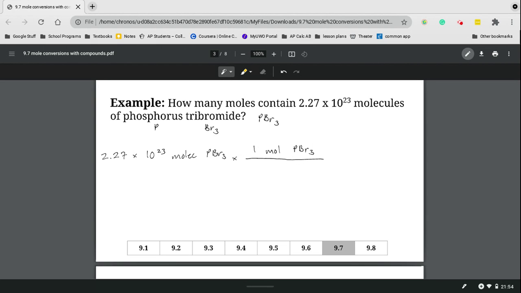And so in the denominator, to cancel out molecules, we're going to need that 6.02 times 10 to the 23rd molecules PBr3, which equals 0.377 moles of PBr3.